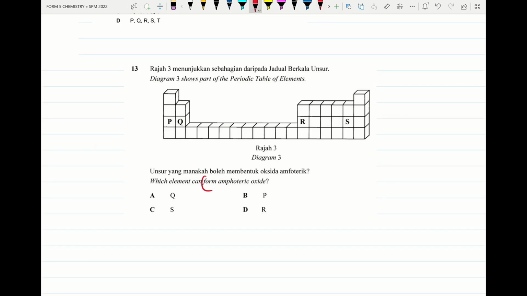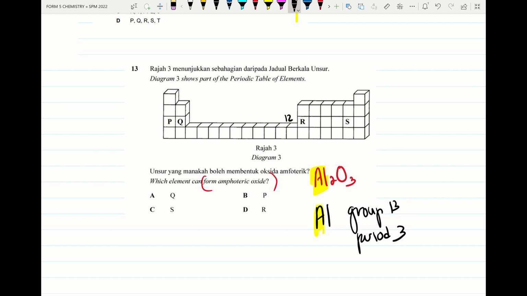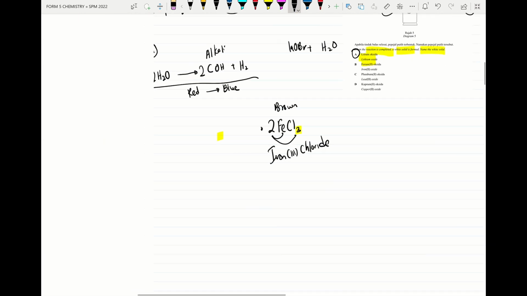Which of the following can form amphoteric oxide? Please remember, an amphoteric oxide is an oxide that can react with both acid and alkali, so aluminium. And please remember aluminium belongs to group 13, period 3. So where is group 13? This is group 12, so this is group 13. Period 1, period 2, period 3. So we go this way, so the answer will be R. All right, so we move on to the next part.